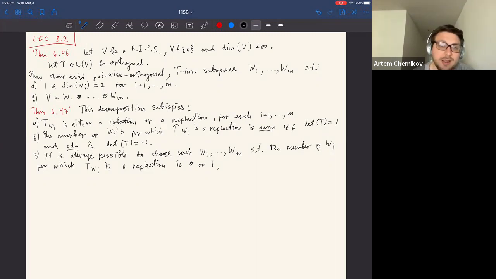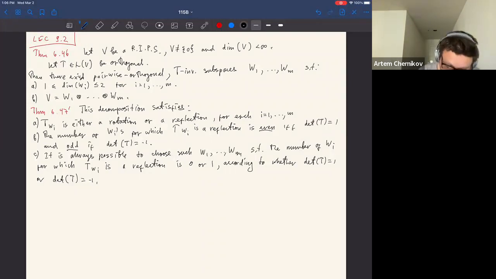Again, this corresponds to whether the determinant of T is equal to 1 or it is equal to minus 1, excuse me, not 0. Of course, we only have 1 or minus 1.